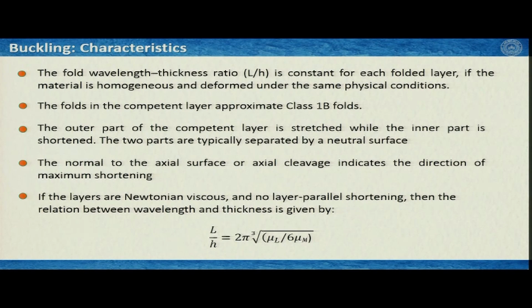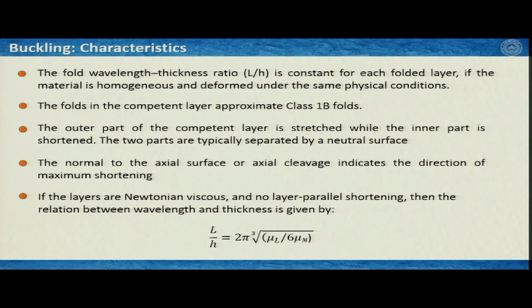Now, you can also quantify in a way the wavelength versus thickness ratio by an equation, and this is the simplest form of this equation, considering the layer is Newtonian viscous and there is no initial layer parallel shortening. Then the relation between wavelength and the layer thickness is given by this equation, where L is the wavelength, H is the thickness of the layer, mu L is the viscosity of the layer, and mu M is the viscosity of the matrix. We will see this in the next slide.